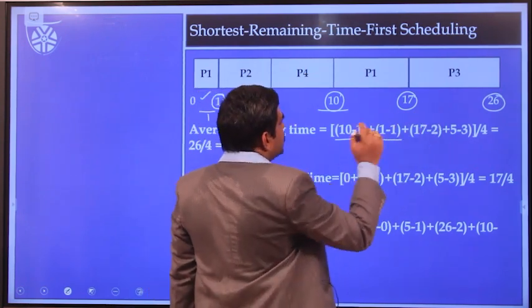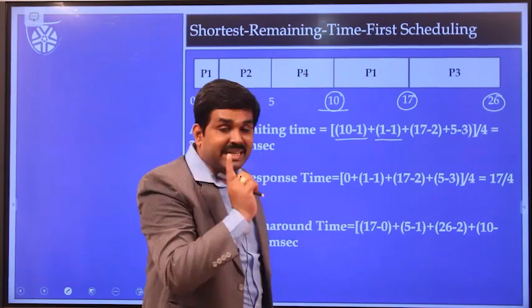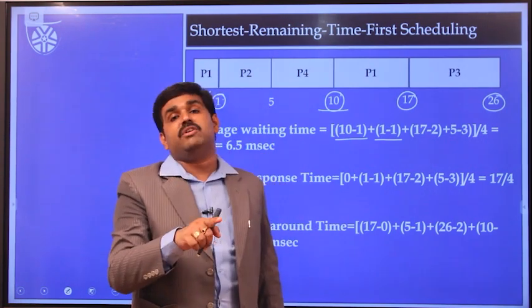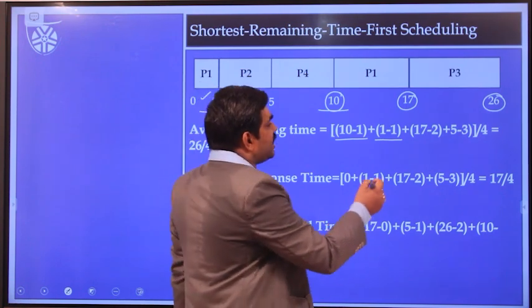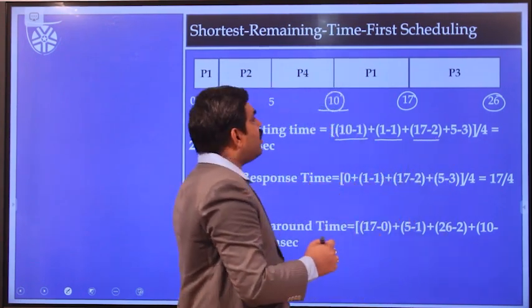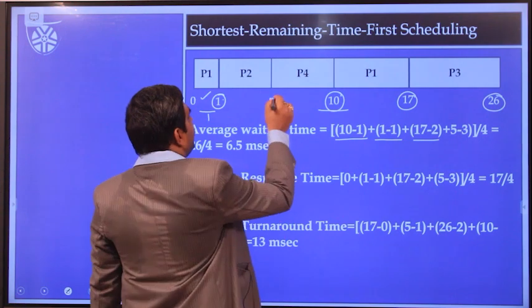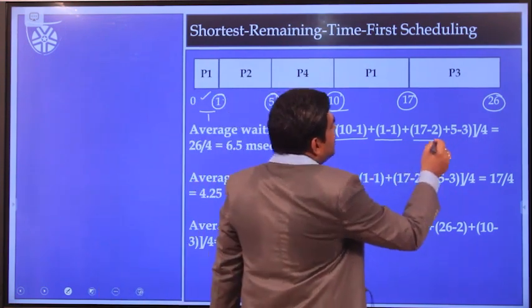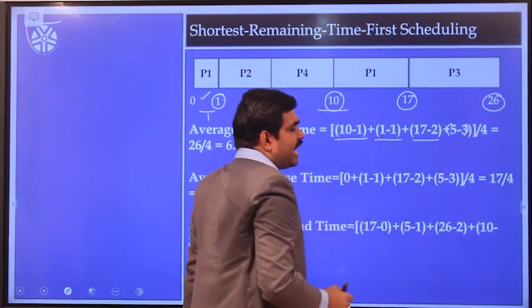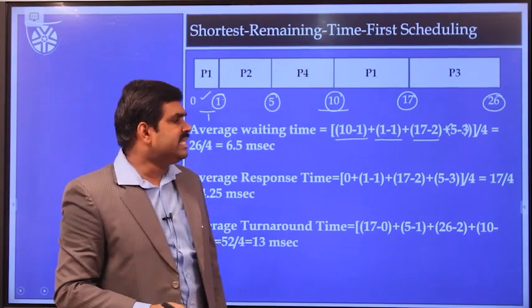What about the P3 process? The P3 process's waiting time is 17 seconds, but it came into the main memory after 2 seconds only. So 17 minus 2, which is 15 seconds. What about P4? P4 got the CPU after 5 seconds. What about its waiting time? Its waiting time is 5 minus 3, which is equivalent to 2.